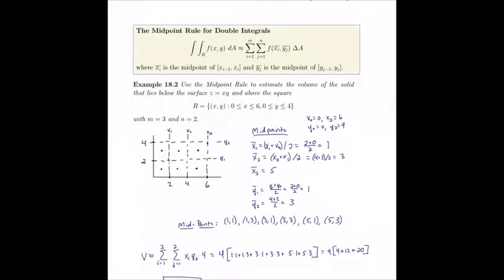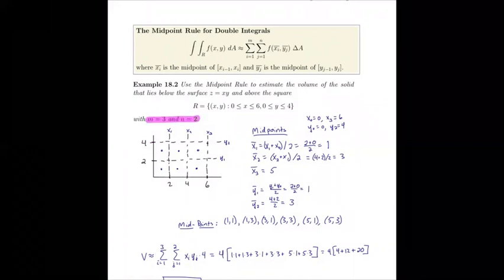So same function, z equals xy. In other words, f of x, y equals x times y. Same region R, same rectangle R. x is between 0 and 6, y is between 0 and 4. So of course, this is our overall rectangle R right here. Okay, we divided it into 6 equal subrectangles.